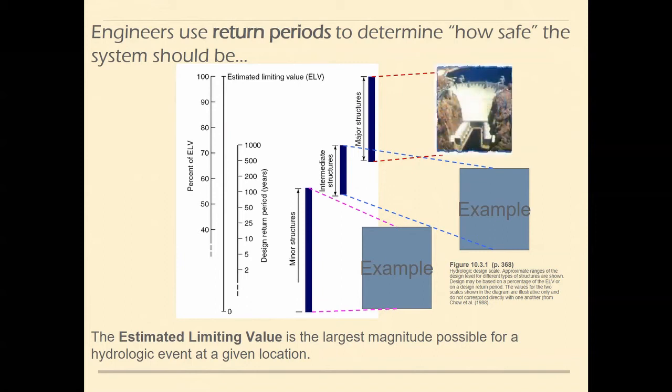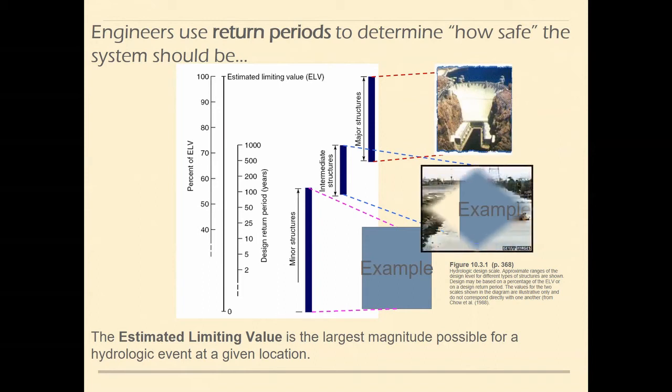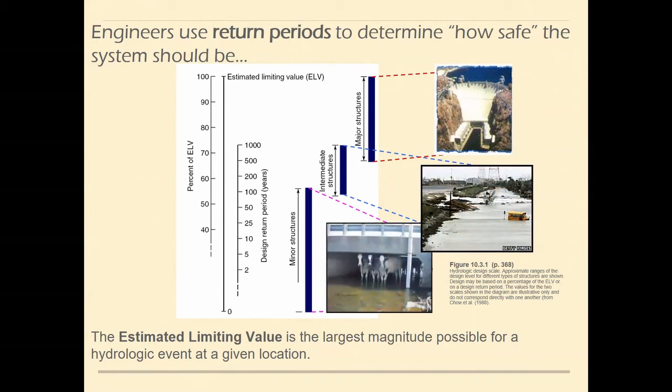When we take a look at major structures, these are designed, if you go to the left, you see that they're designed for the highest return periods that we can calculate. And they're even designed on a different scale, which is this estimated limiting value scale, where 100% is the largest magnitude possible for an event that we can basically dream up what is physically possible, and we want to protect against that. But you can imagine that that level of protection could be very expensive in smaller pieces of infrastructure as well. So so-called intermediate structures are designed for a slightly lower return period, and then our poor cows are underneath this culvert, with minor structures being designed, say, for up to a 100-year return period or less.